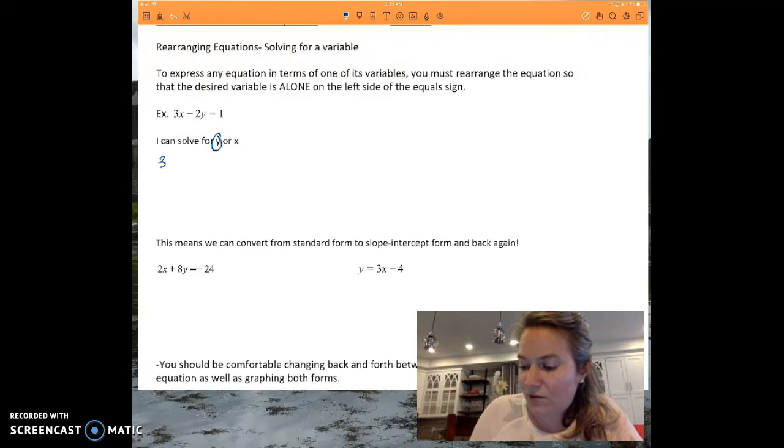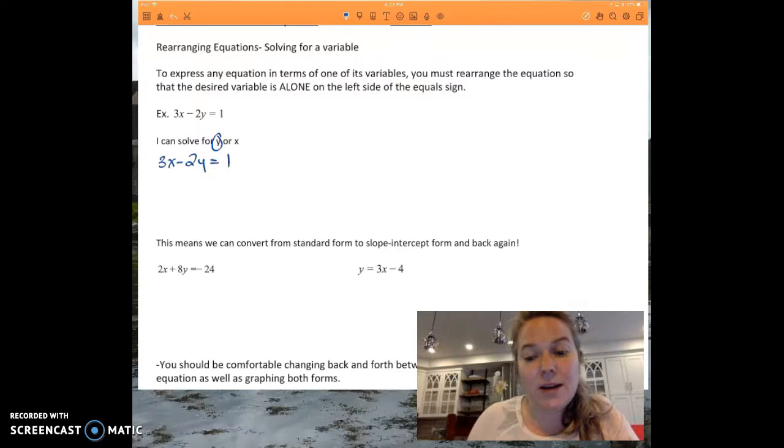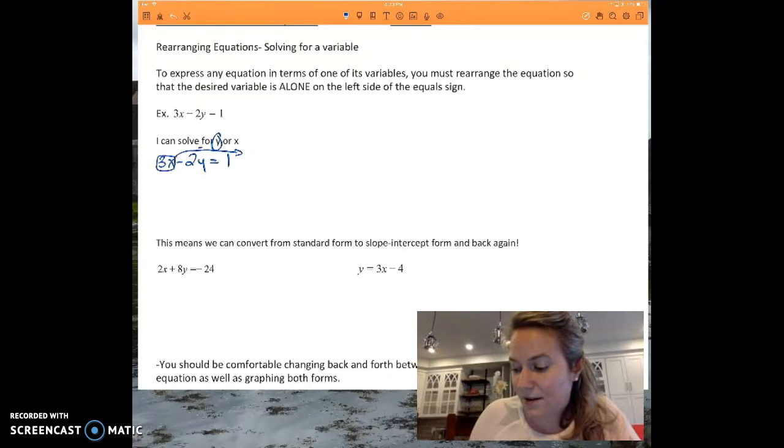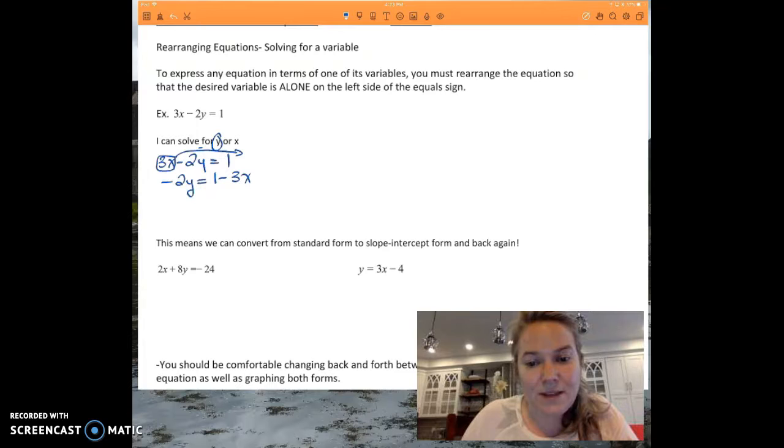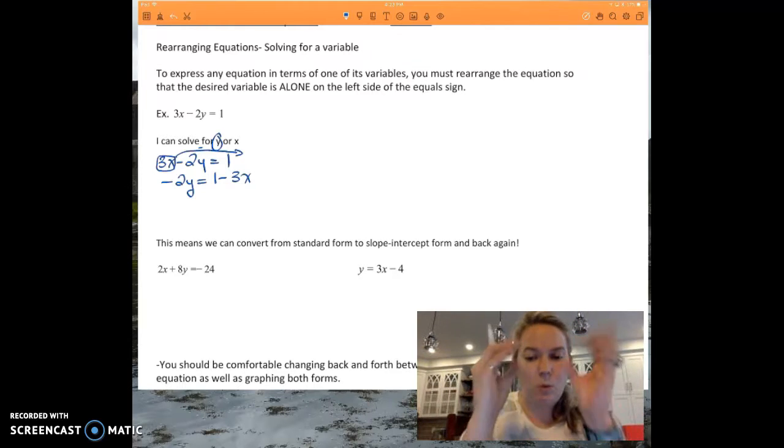So I have 3x minus 2y equals 1, and I need to get it as y equals something. So the first thing I'm going to do is take that 3x, and I'm going to take it to the other side, and it's going to become a subtraction. So I'm going to have minus 2y equals 1 minus 3x. Am I done? I have the y all by itself. Or do I? I don't have y by itself because I've got this minus 2 sitting there. And I need it to just be y. I can't have it be minus 2y. It needs to just be y.